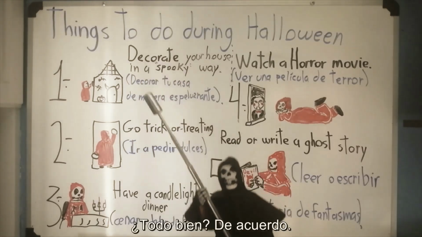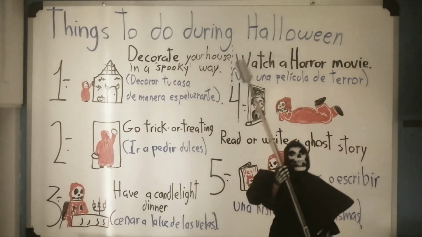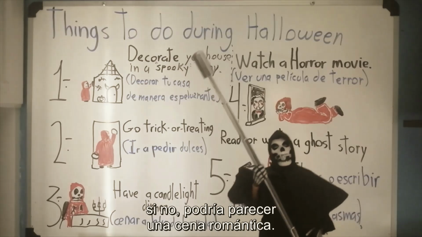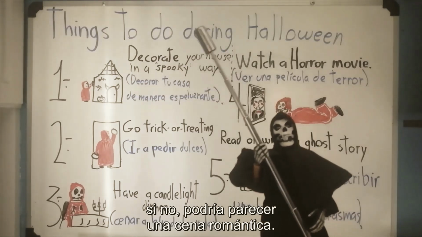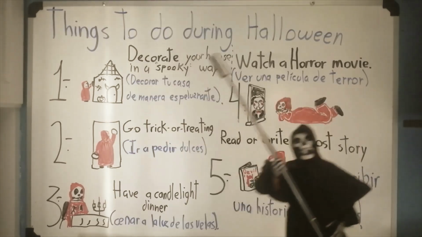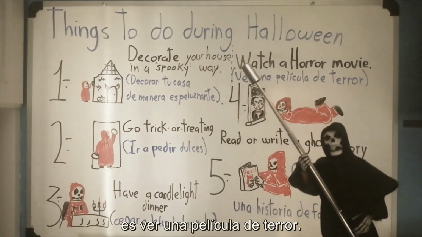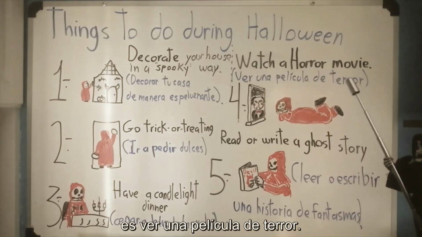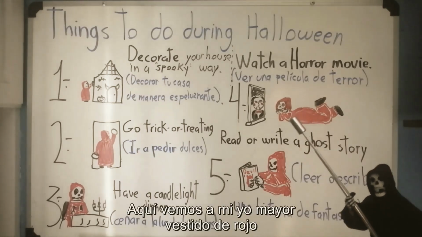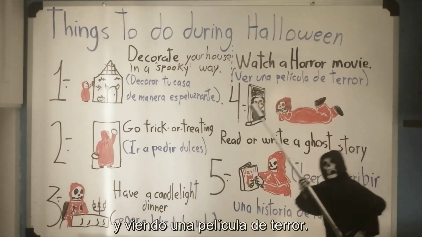Alright? Great. Number three, have a candlelight dinner, but make sure that the candle is spooky. If not, it might look kind of like a love dinner or something. No, this is going to be a creepy dinner. Great! Number four, one of my favorite activities, by the way, is to watch a horror movie. Watch a horror movie. And that's my larger me, right? Dressing in red, watching a horror movie.